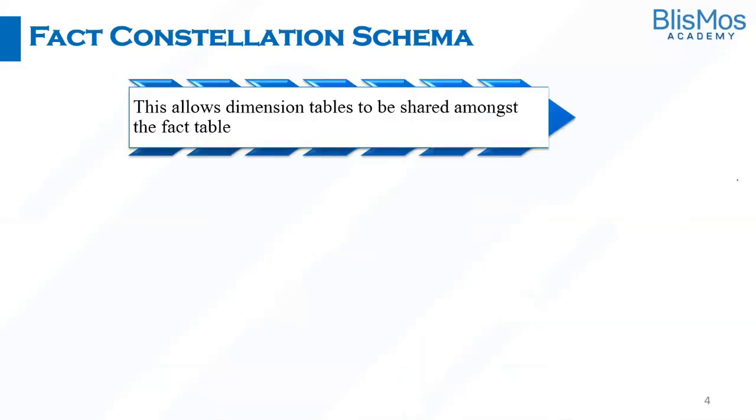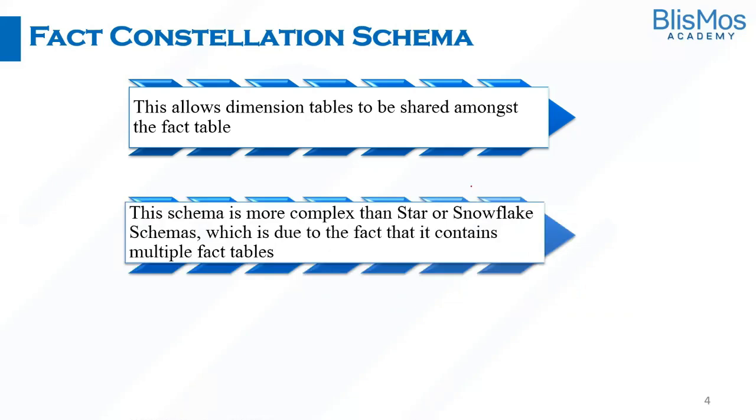Because multiple fact tables are there, fact constellation schema allows the dimension tables to be shared among different fact tables. As you have to use the data from multiple fact tables and multiple dimension tables, there is a need to connect between the multiple fact tables and dimension tables. As you know, it is a constellation. When you go to the constellation, it is complex. This schema is definitely more complex than star schema and snowflake schema.